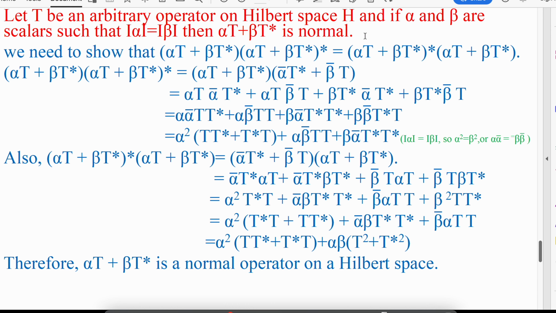We know that any operator T is normal if T star T is equal to T T star. So we have to prove that alpha T plus beta T star is normal. If we assume it to be A, then we have to show that A star A is equal to A A star. Meaning, (alpha T plus beta T star) whole star into (alpha T plus beta T star) is equal to (alpha T plus beta T star) into (alpha T plus beta T star) whole star.